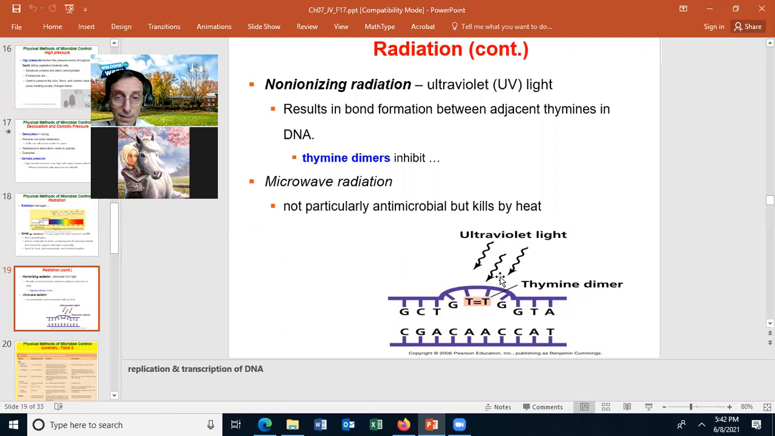And this thymine dimer will stop DNA replication and DNA transcription, meaning the polymerase, either the DNA polymerase or the RNA polymerase, when it's running down the DNA, will be stopped by this thymine dimer. It can't continue. Any questions about non-ionizing radiation or ultraviolet light?